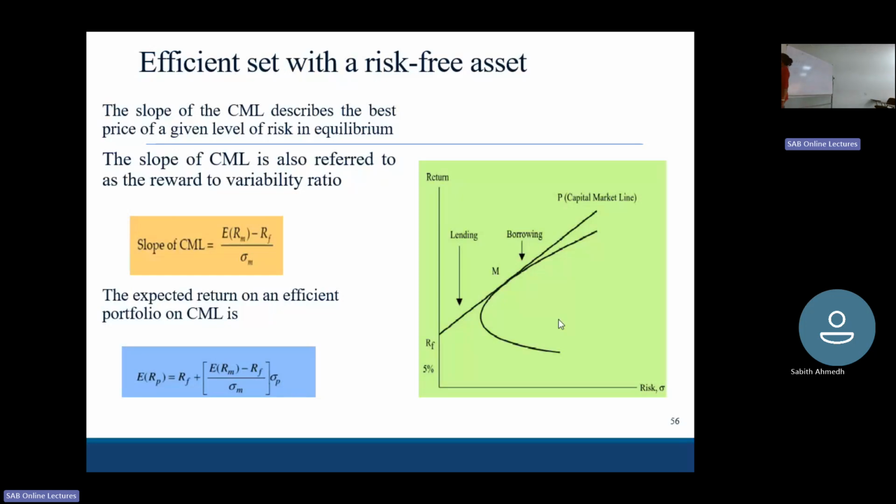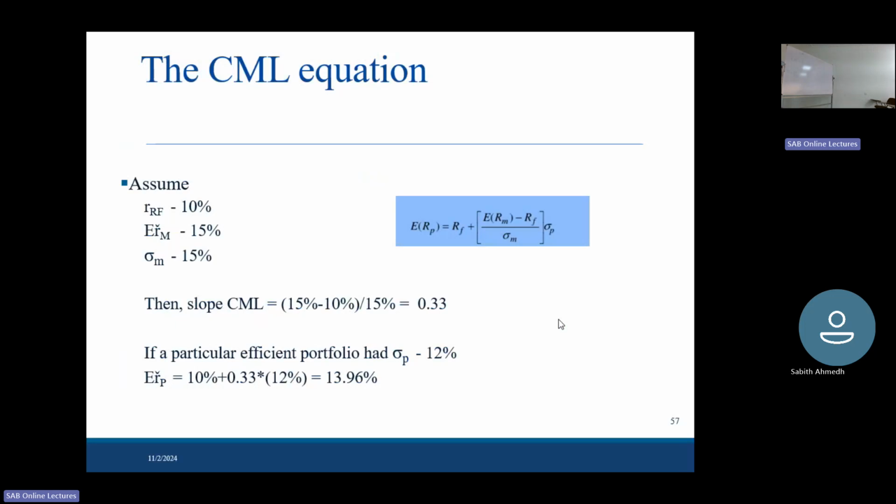Why? Because your portfolio is on the capital market line. So this portfolio is efficient, with no unsystematic risk. So that portfolio standard deviation indicates only the systematic risk. So this is, I don't know whether you can capture.